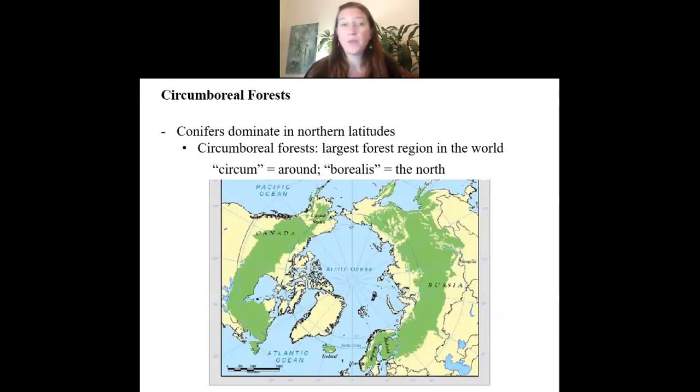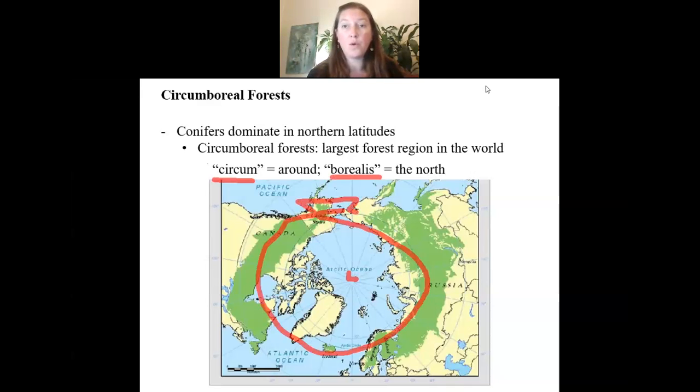Circumboreal forests. So this is a schematic, or I guess even a map, of the top of the Earth facing the North Pole. So the North Pole is in the center of this slide. Here's the North Pole right there. And look at the circumboreal forest. So the word circumboreal means circum means around, and borealis means the north. So these are the forests that circle the north, right?